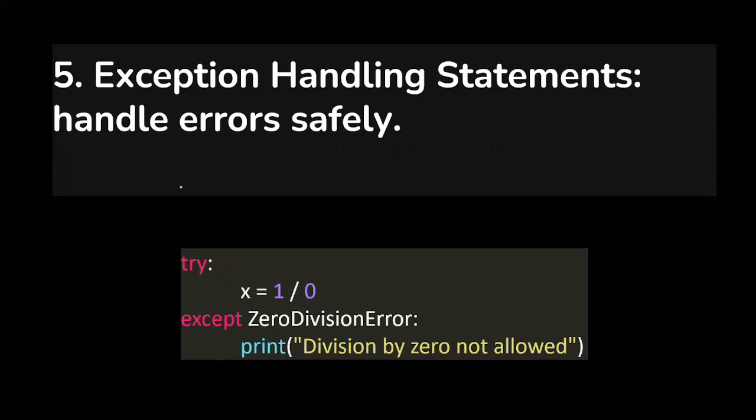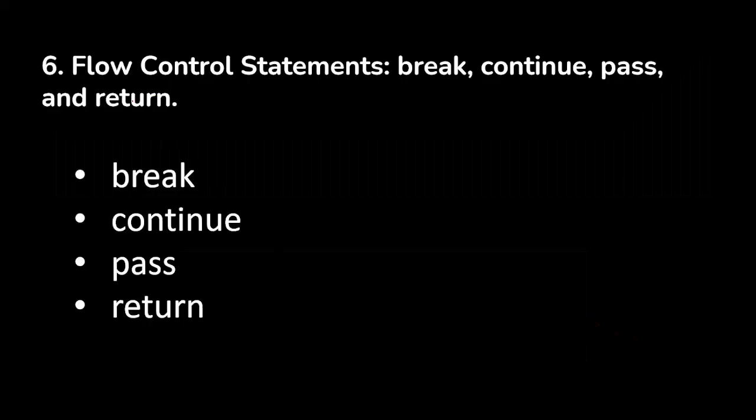Exception handling statements handle errors safely. If you are having any error, but you don't want to stop the execution of your code, in that case we would use these exception handling statements. Try. If you are using try and you have an error, the except part will be executed, and it will be nothing like stopped. Okay. So next thing we have flow control statements: break, continue, pass, and return.